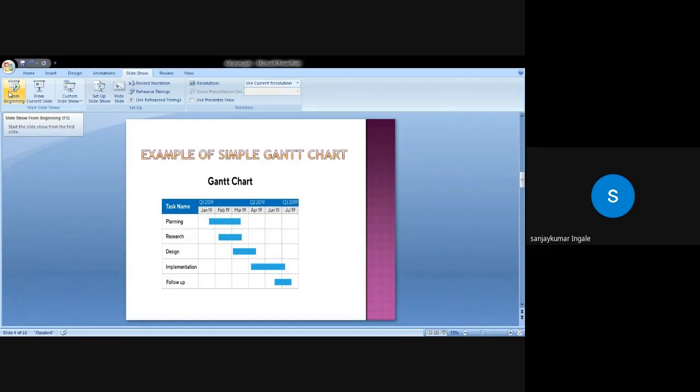This is an example of a simple Gantt chart. On the left hand side, the tasks are shown as planning, research, design, implementation, and follow-up. On the right hand side, the months are shown, and the bar shows the progress of each task and the time given to each task.